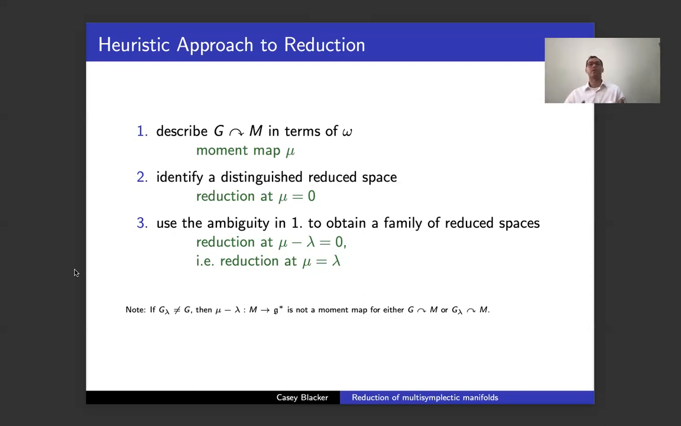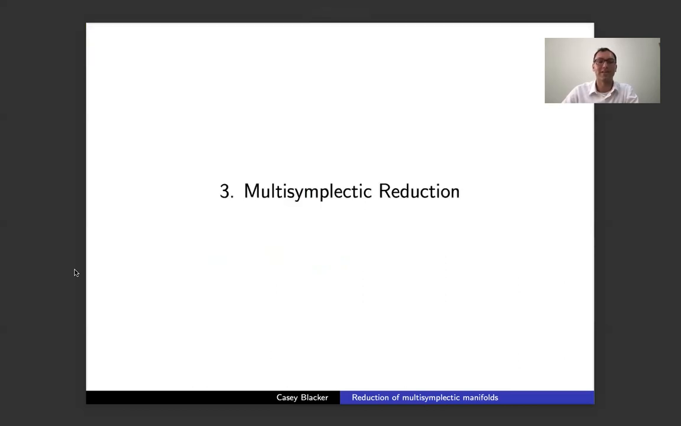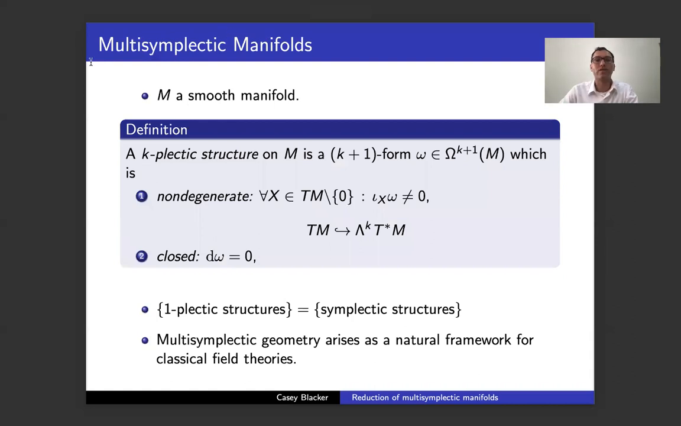And so now what we're going to do is apply these ideas to the multisymplectic case. So multisymplectic reduction. A quick review on multisymplectic manifolds. Again, we're going to fix a smooth manifold M, and as a reminder, I'll say that a k-plectic structure on M is a k+1 form omega that satisfies similar conditions to the symplectic case. First, omega is non-degenerate in the sense that for all non-zero tangent vectors x on M, the interior product of x with omega is non-zero.